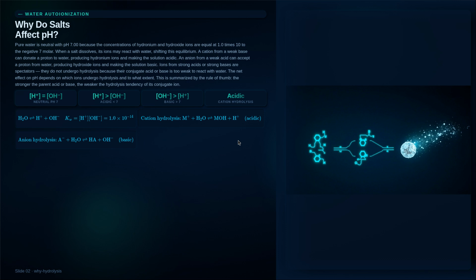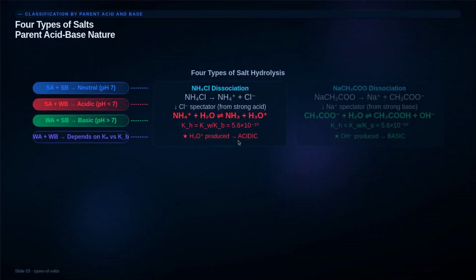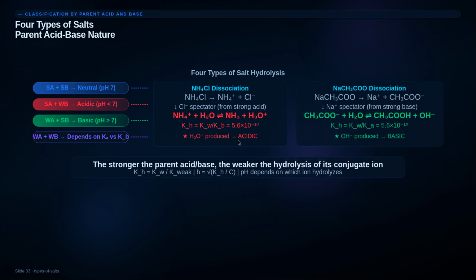Ions from strong acids or strong bases are spectators. They do not undergo hydrolysis because their conjugate acid or base is too weak to react with water. The net effect on pH depends on which ions undergo hydrolysis and to what extent. This is summarized by the rule of thumb: the stronger the parent acid or base, the weaker the hydrolysis tendency of its conjugate ion. Every salt can be classified into one of 4 categories based on the strength of its parent acid and base.